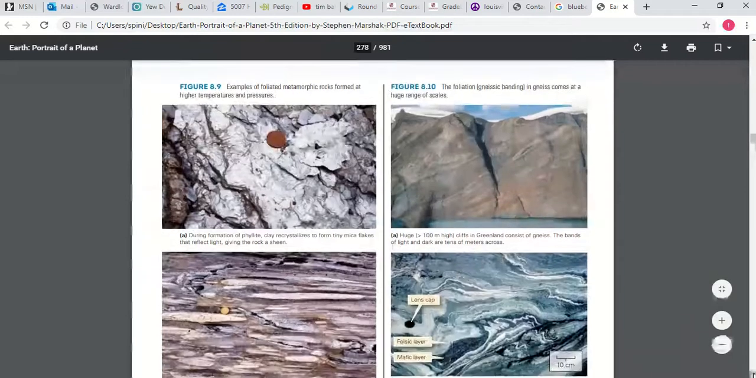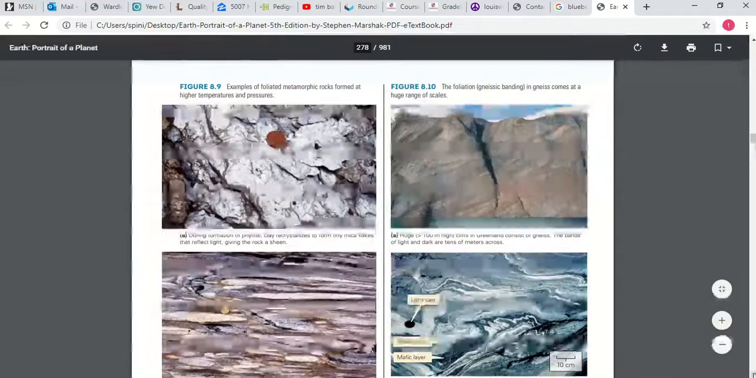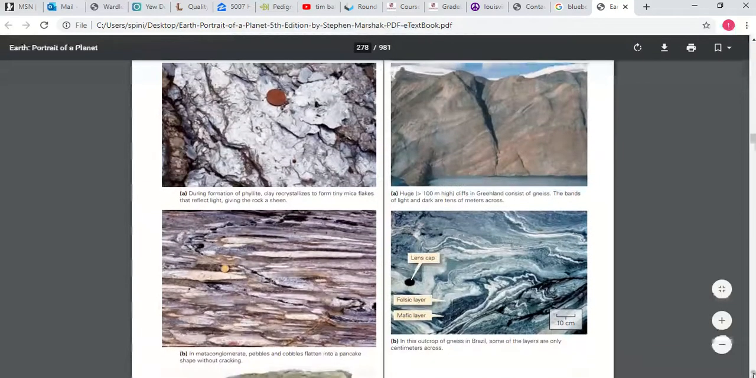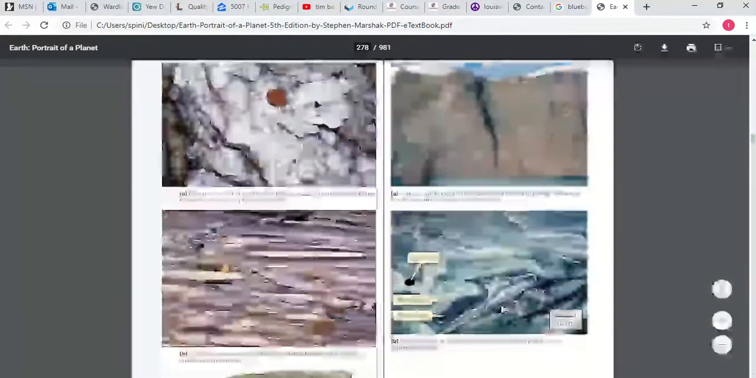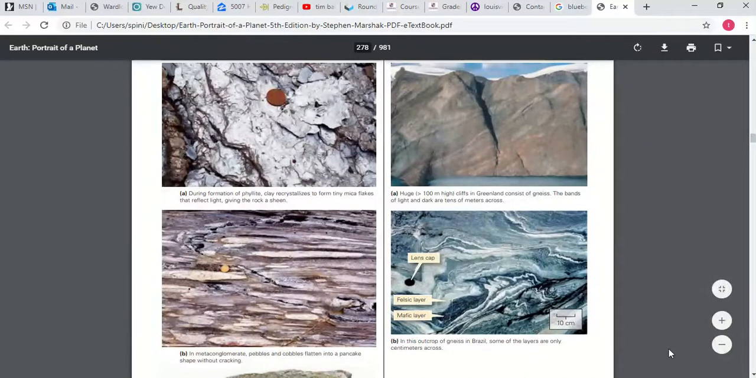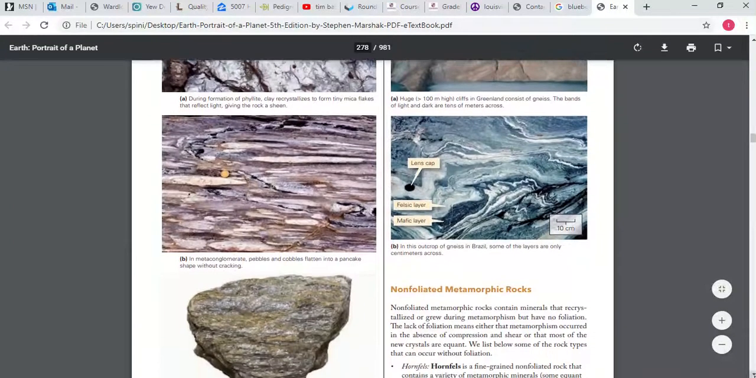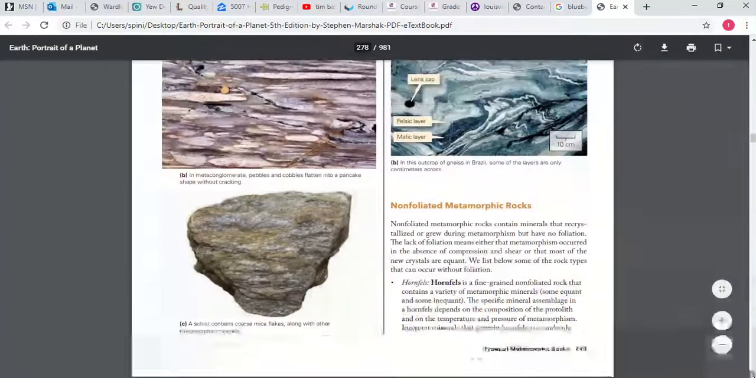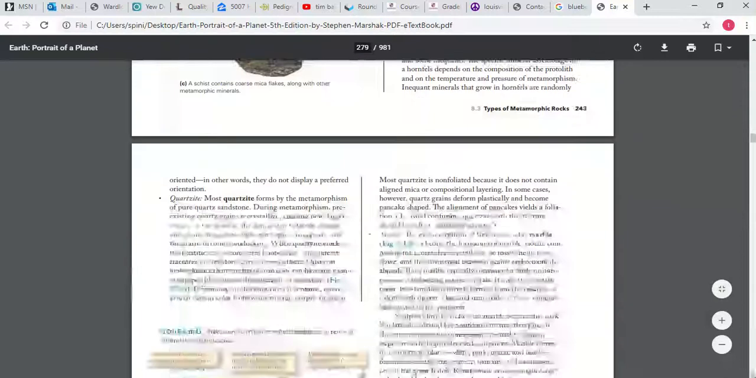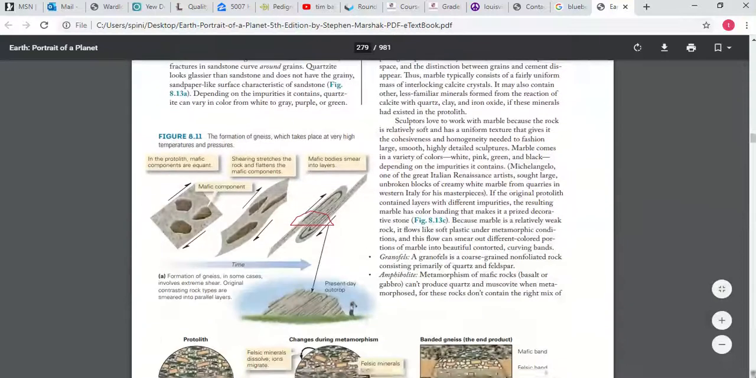And then here we're looking at different types of foliations. For example, here's one that's fairly straight. And then here you can see the one that's probably been subjected to mostly pressure. This is one that's probably been a combination of pressure and temperature, where the rock is literally starting to melt, starting to become very plastic. And so the foliations are not very straight. Anyway, let's keep going here.